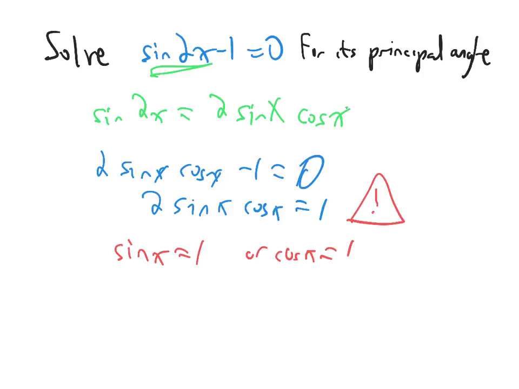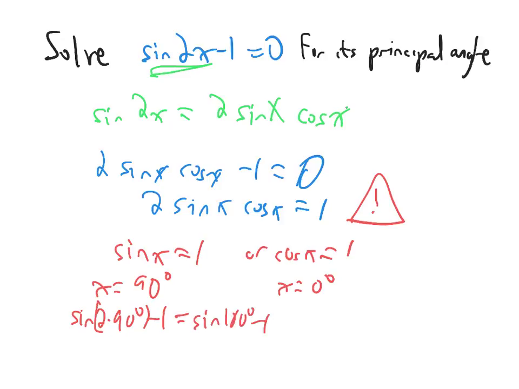And then we would say, well, then x is, say, 90 degrees, or x is 0 degrees. And we'd be, quote unquote, done. But if we look back here and ask, is this true? If we plug in this top guy and check it, sine of 2 times 90 degrees minus 1 equals sine of 180 degrees minus 1 equals 0 minus 1 equals minus 1. That doesn't solve the equation.